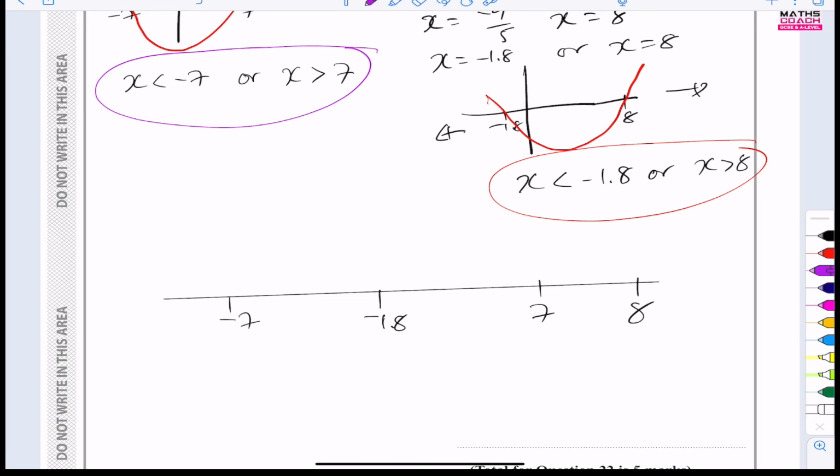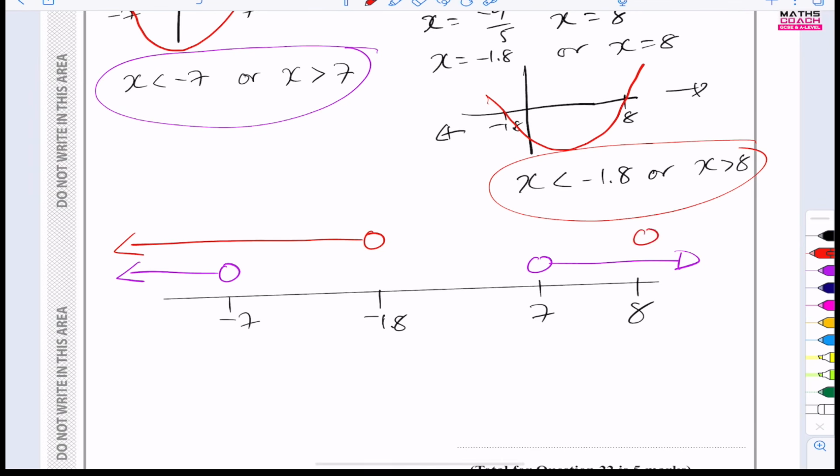So let's start off with x is less than, in purple. So here's 7. It's not going to be a shaded circle because it doesn't include 7, and it's going to be going that way. x is greater than 7 is going to be going that way. Let's do the others. So x is less than minus 1.8. So let's do up here. Less than minus 1.8 is that way. And x is greater than 8 is that way.